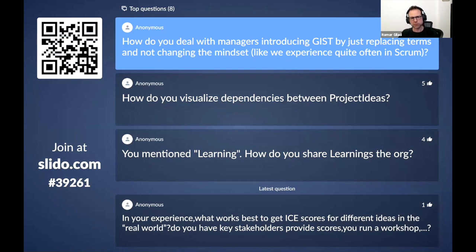And I've seen some examples where people are saying, okay, goals are the responsibility of managers, ideas are the responsibility of senior product managers, and steps are the responsibility of junior product managers. Absolutely not the way I recommend it. I recommend that every product team has its own GIST stack, its own goals, its own ideas, and should manage its own GIST board. How do you combat this?